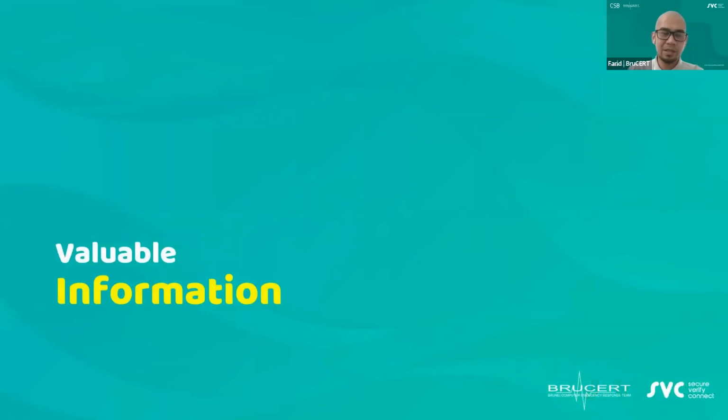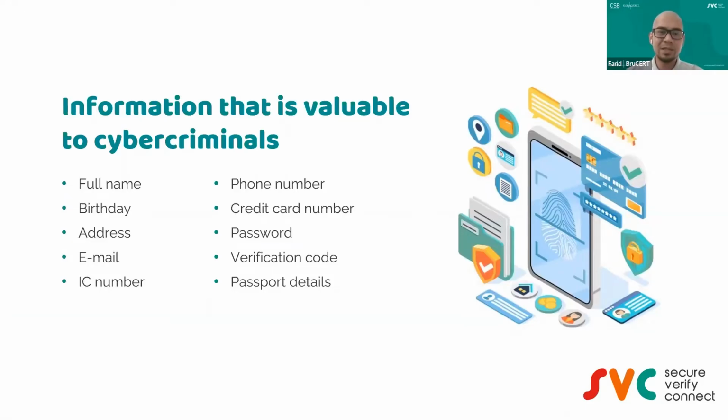So before we proceed, we need to identify what is considered valuable information. Below is information that is valuable to cyber criminals out there, such as our full name, birth date, address, email, IC number, phone number, credit card, password, even your verification code, password details, and many more. Cybercriminals can use this valuable information for their own benefit, such as identity theft. They can even purchase items online using the victim's details, transfer your money, or try to gain access to a system if they have your password, and so on.